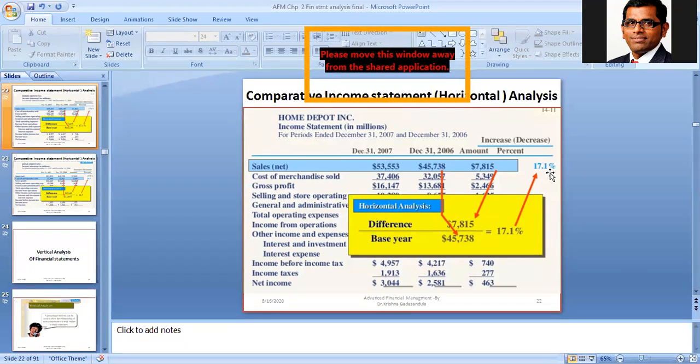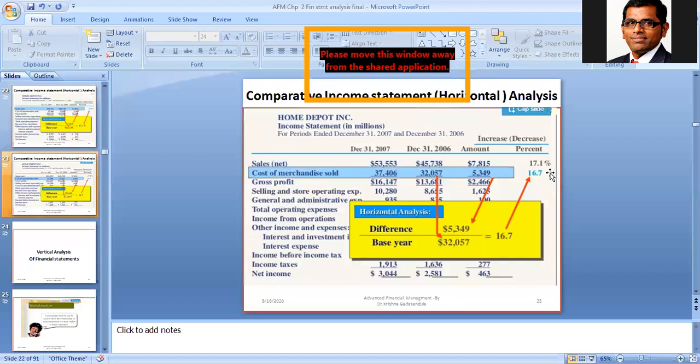It is just a percentage calculation. And the cost of goods sold, or the cost, has also increased. Sales has increased, and at the same time cost has also increased.